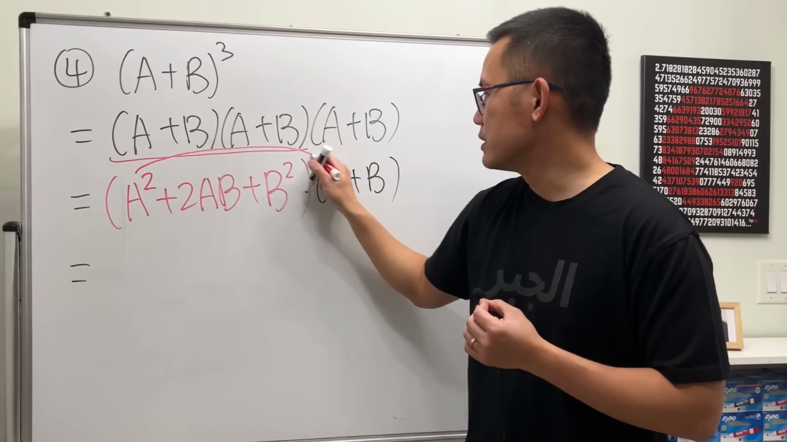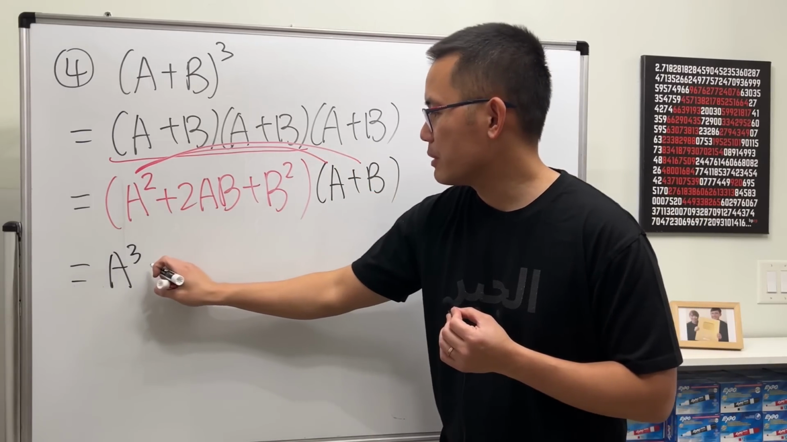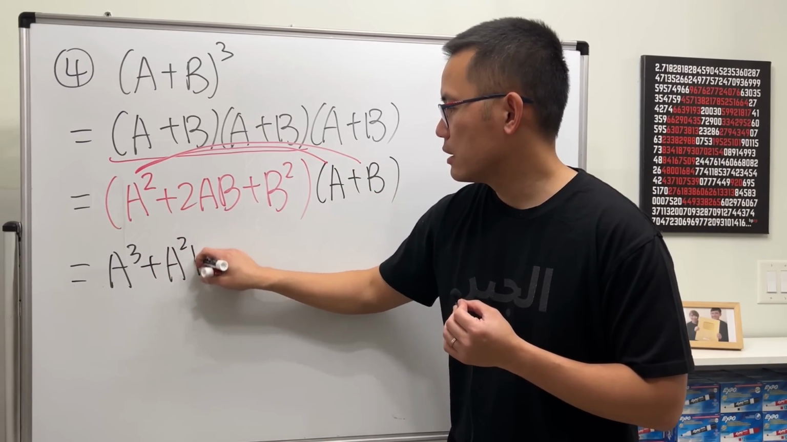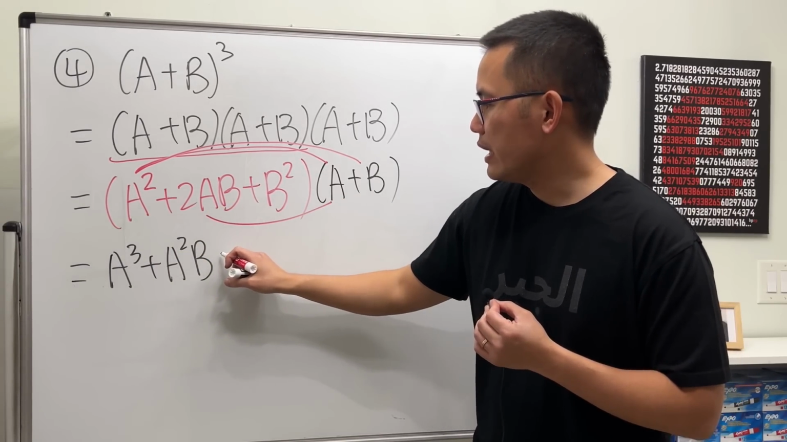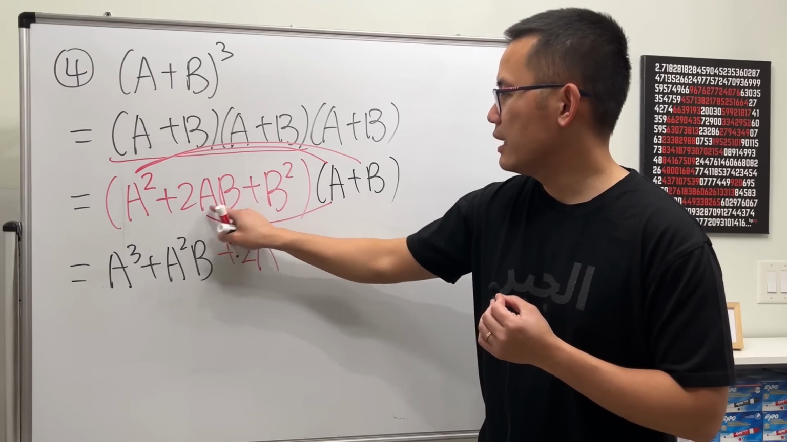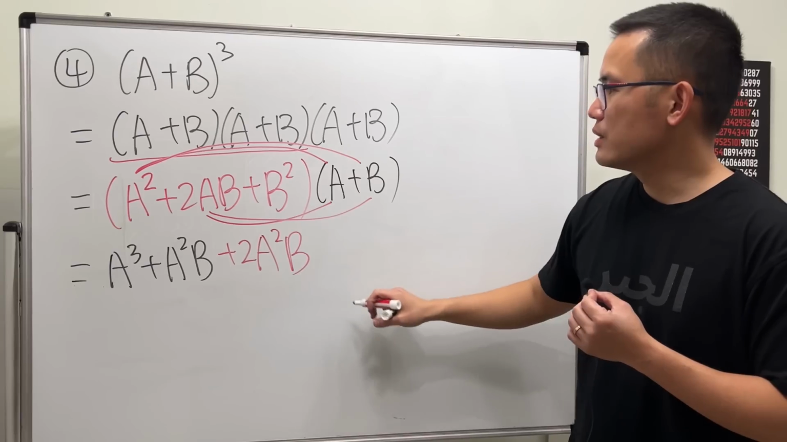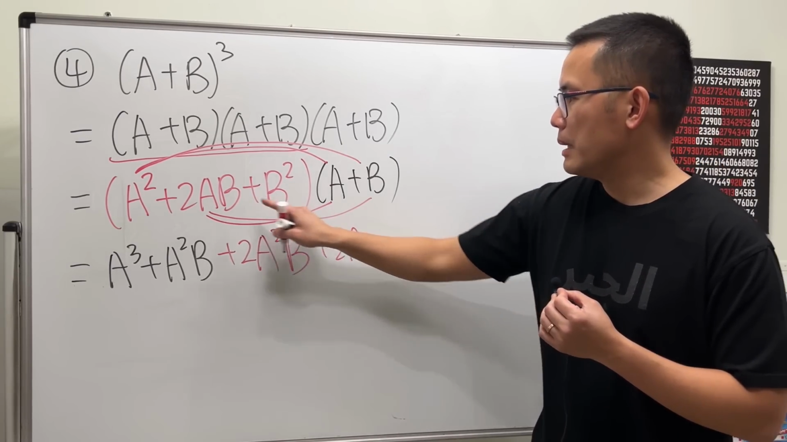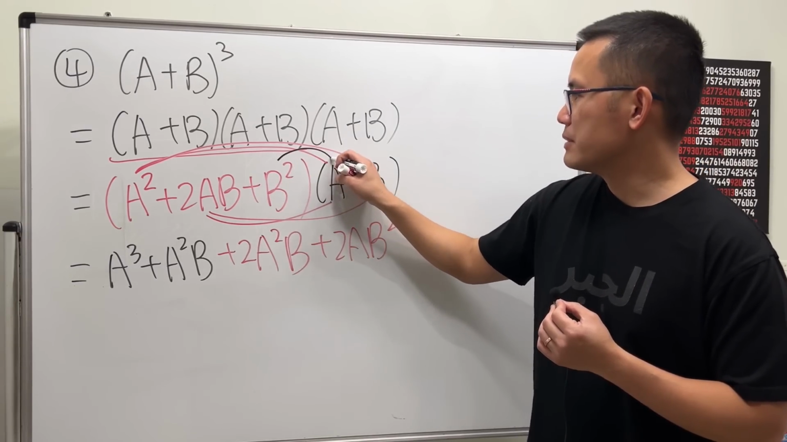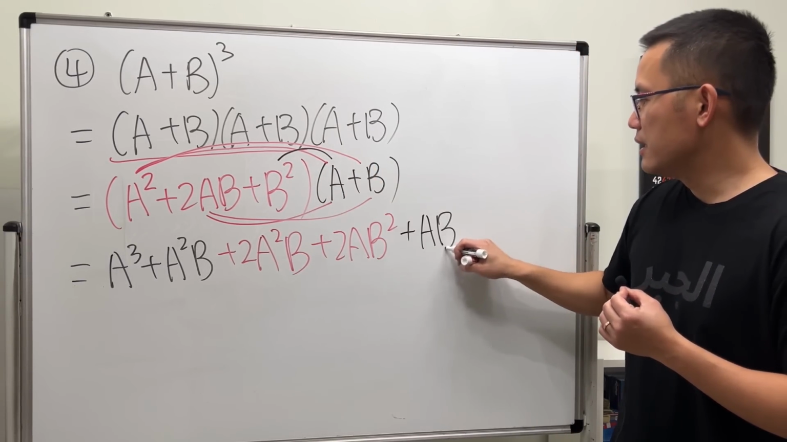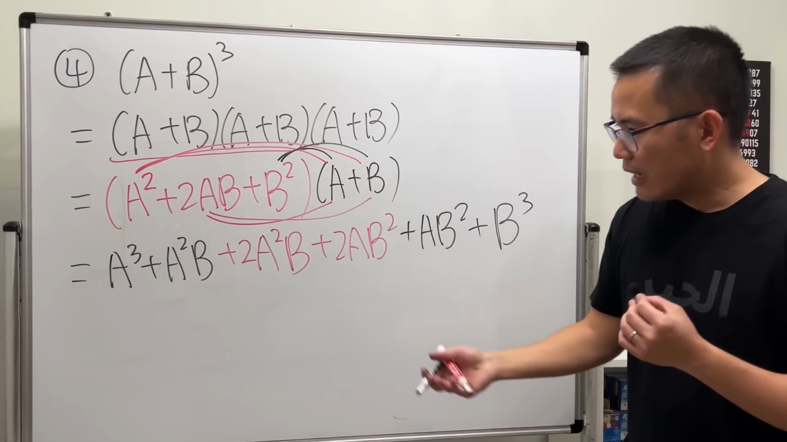Take this, multiply with the first, we have A cubed. Take A squared times this, we have plus A squared B. Done with that, take this now, 2AB times A, we get plus 2A squared B. And then take this times this, we have plus 2AB squared. Finally, we have to take the B squared times A, which is plus AB squared, and lastly, this times that, plus B cubed.